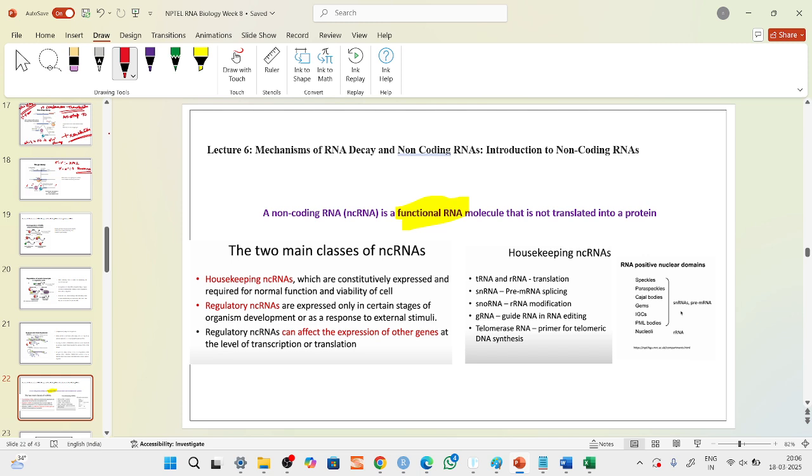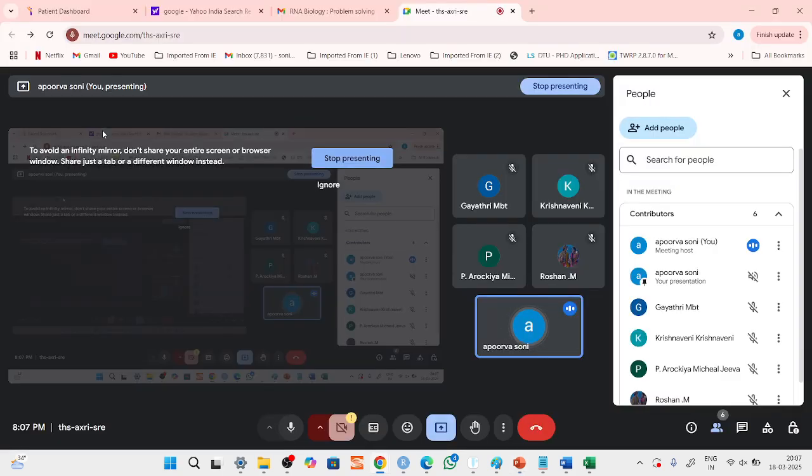Housekeeping non-coding RNAs are required for the normal functioning and viability of the cells, and regulatory non-coding RNAs are required at certain stages, and they are expressed in response to some stimulus. Now, regulatory non-coding RNA can affect the expression of other genes at the level of transcription or translation. This point is also important. This point states that regulatory non-coding RNA can affect the expression of other genes at the level of transcription or at the level of translation, both.